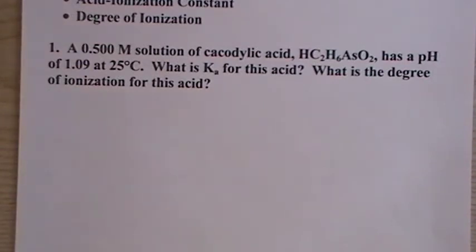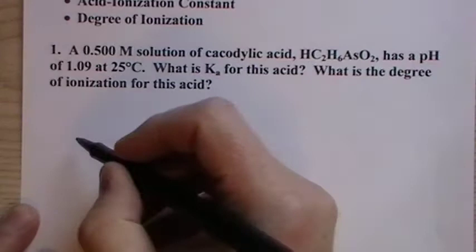We have a 0.5 molar solution of cacodylic acid. It's a real acid. I found a list of the unusual ones online. And it has a pH of 1.09 at 25 degrees Celsius. What is the Ka for this acid?